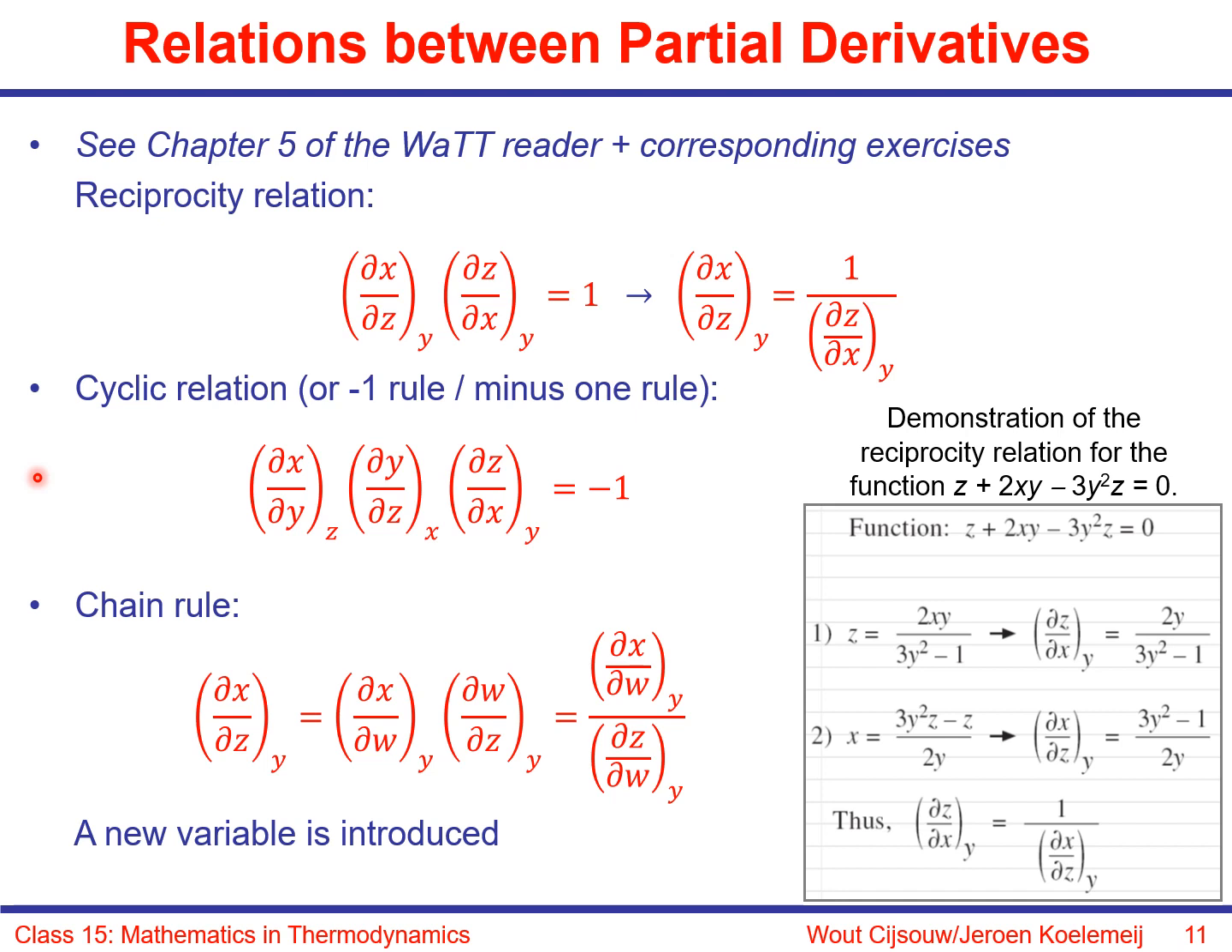And then there's the chain rule, which is the kind of stuff I always really like because it allows you to introduce a whole new variable in the equation. For example, if you have a partial derivative dx dz for a fixed value of y, we can write that as dx dw times dw dz. And that is kind of similar to this reciprocity relation here, right? This is like working with normal ratios of numbers.